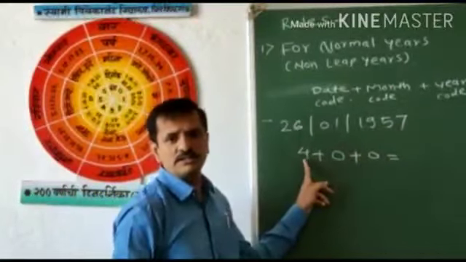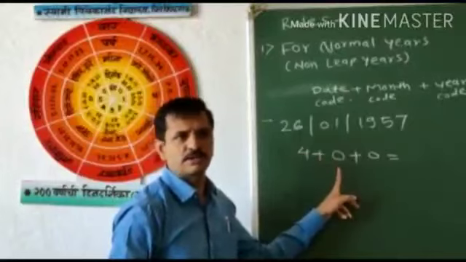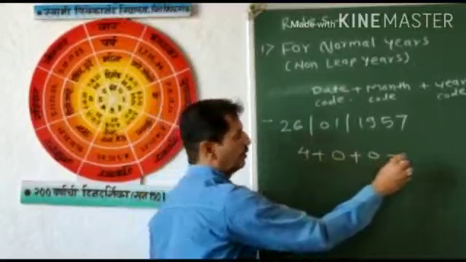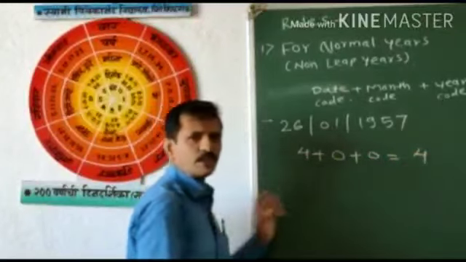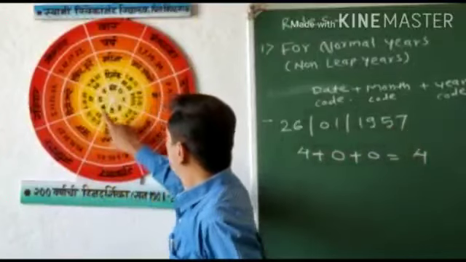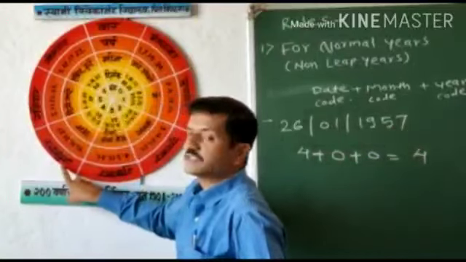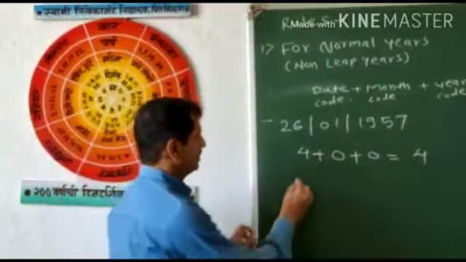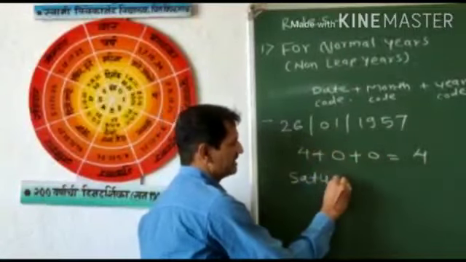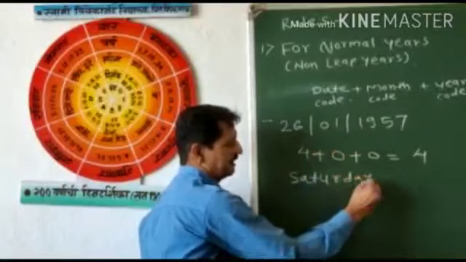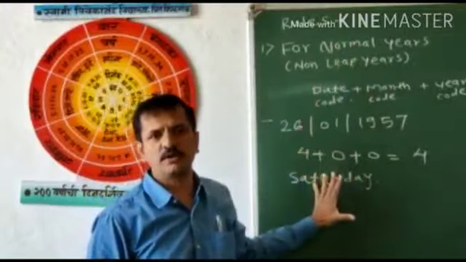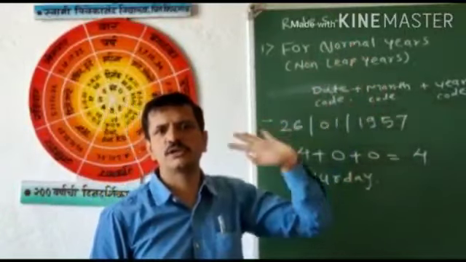Addition of all these, date code plus month code plus year code, 4 plus 0 plus 0 is 4. Now we look for code 4, and code 4 is Saturday. So 26 January 1957 is a Saturday. This rule is applicable for normal years, that means non-leap years.